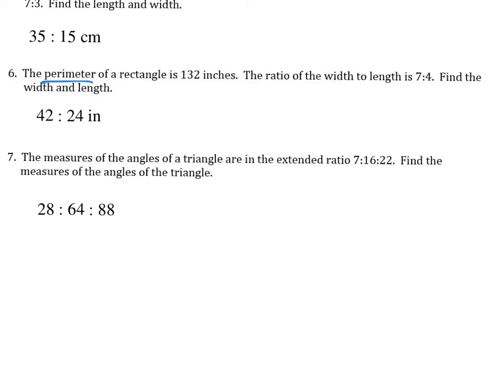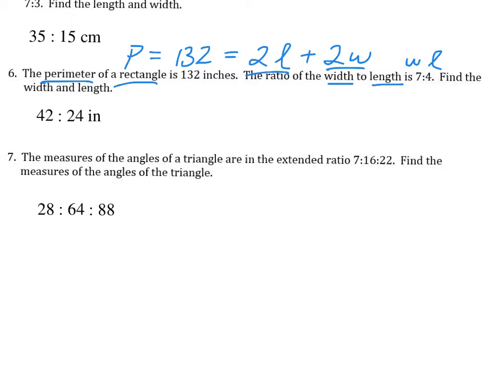The only difference is now they're giving me the perimeter of my rectangle. So the perimeter is equal to 132 inches, and I know that my formula for perimeter is double the length plus double the width. So the distance all the way around, 2 lengths and 2 widths. And then they give me my ratio. My ratio of width to length, so the 7 represents my width, the 4 represents my length, and I got to figure out what those are if my perimeter is 132.